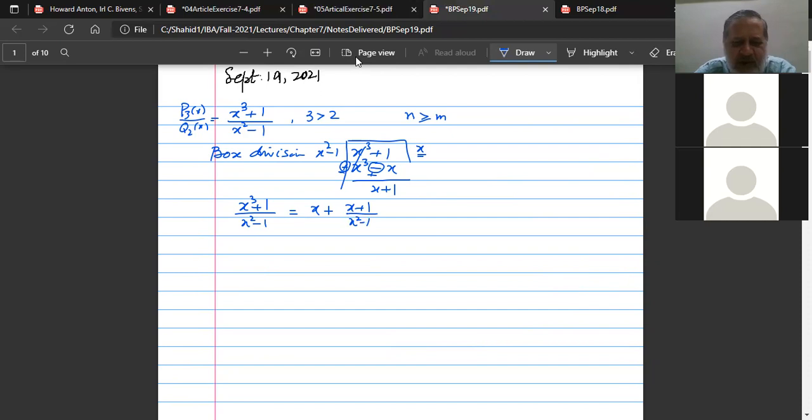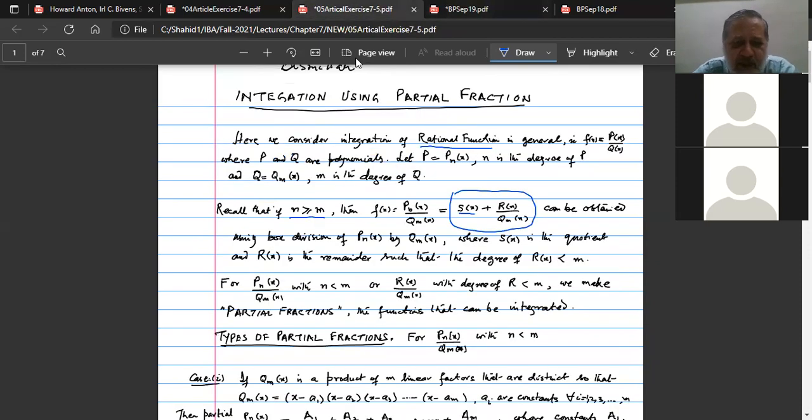I hope you remember this algebra from your school days. So whenever the numerator degree is greater than or equal to that of the denominator, we will perform this box division, in order that this is the divided part, and this is the remainder which has degree at least 1 less than the degree of the denominator, the divisor.